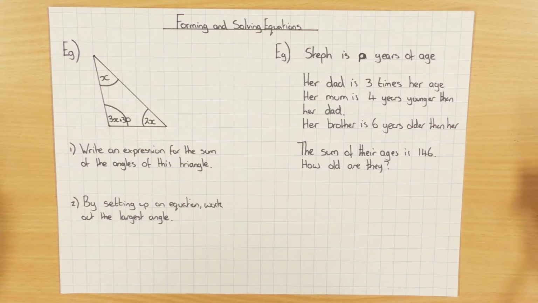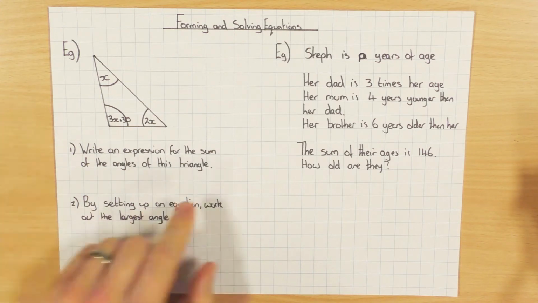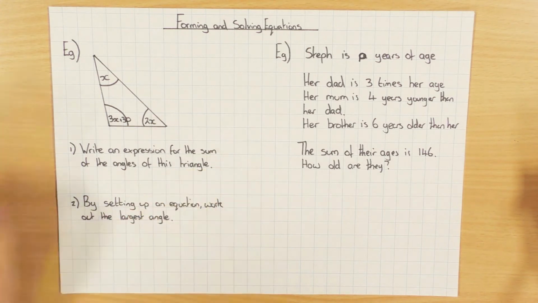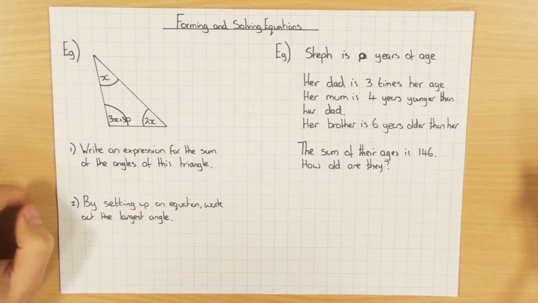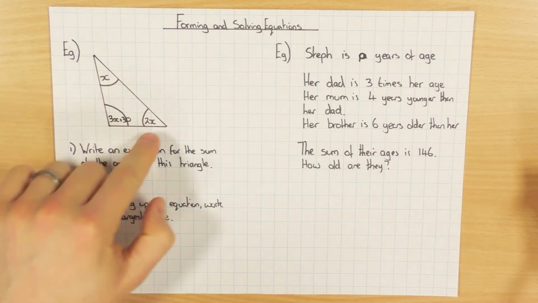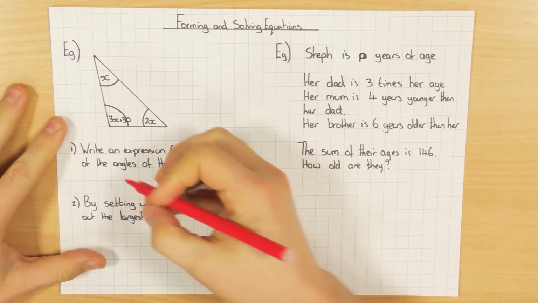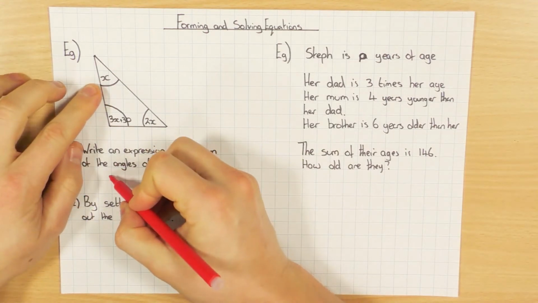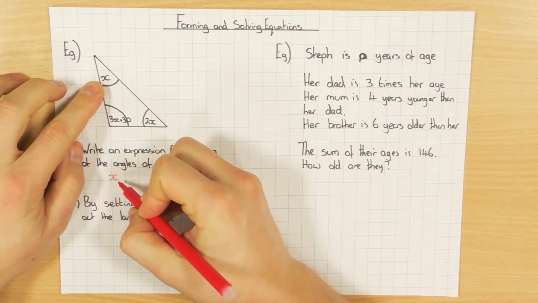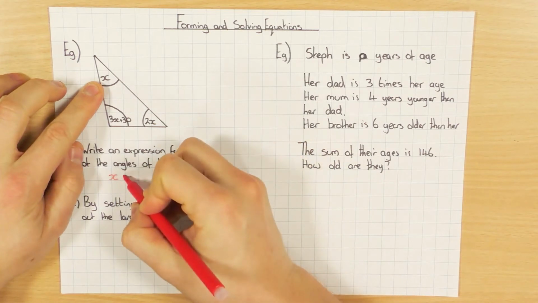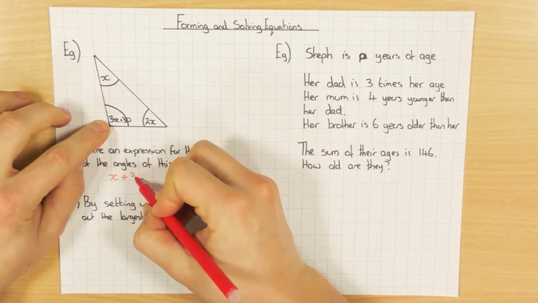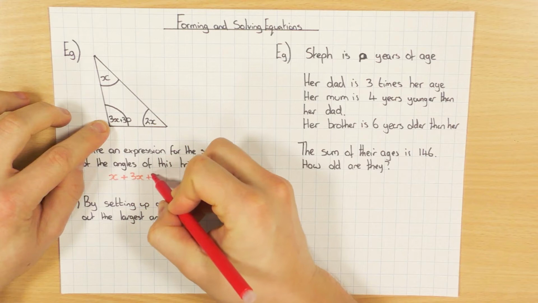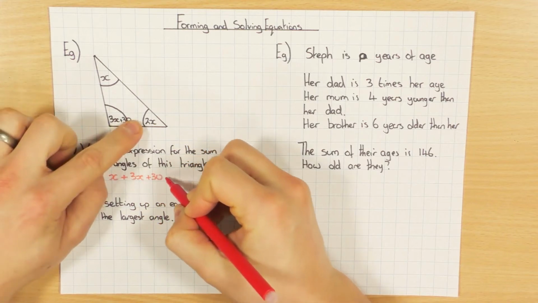Here we have a triangle and I have the 3 angles inside the triangle. And the very first part asks me to write down an expression for the sum, meaning add, of all the angles in the triangle. So I need to write an expression when I add all of these angles up. So the first thing to do is to actually just write it out.